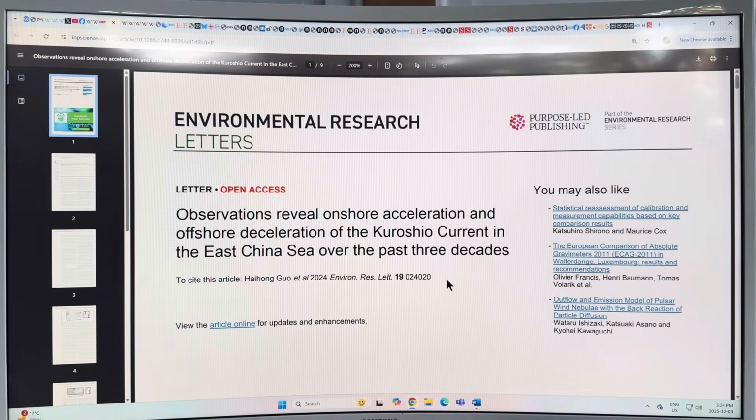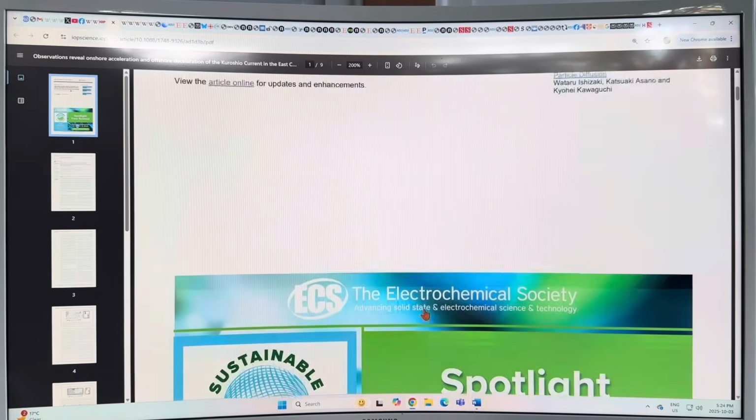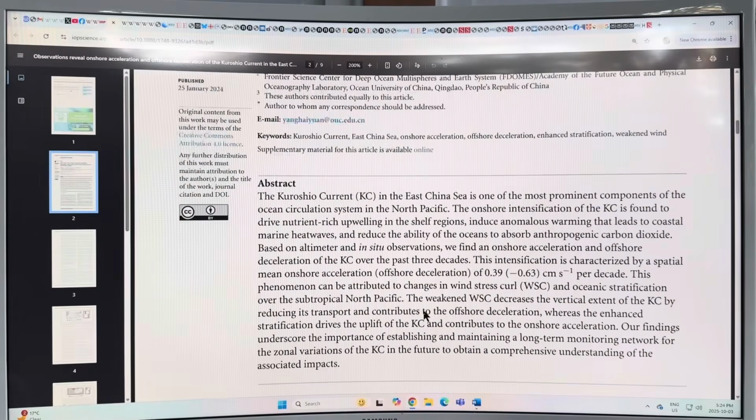Okay, so the net result is basically the data is showing the Kuroshio Current in the East China Sea, one of the most prominent components of the ocean circulation system in the North Pacific. So we're getting, over the 3 decades of data, onshore, we're getting closer to the shore over the continental shelf. We're getting intensification or strengthening of the Kuroshio Current, and that's driving nutrient-rich upwelling in the continental shelf regions.